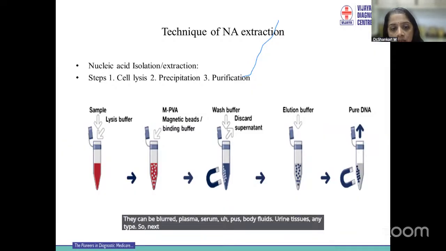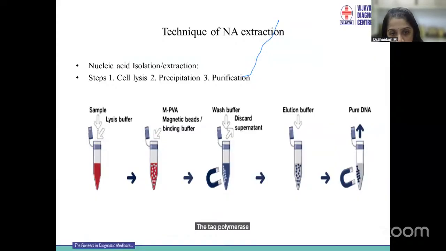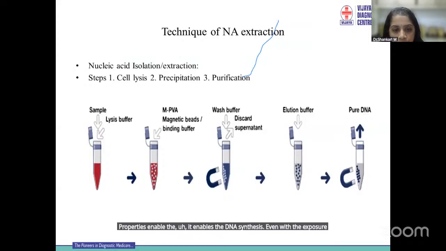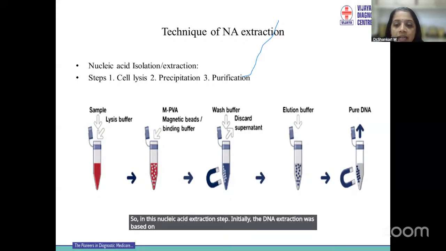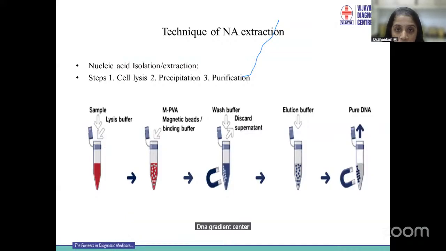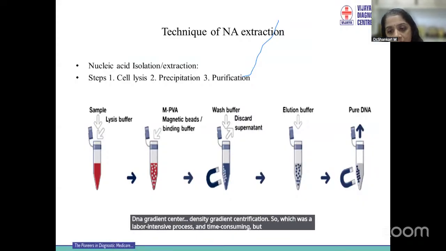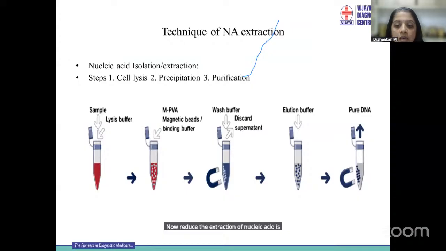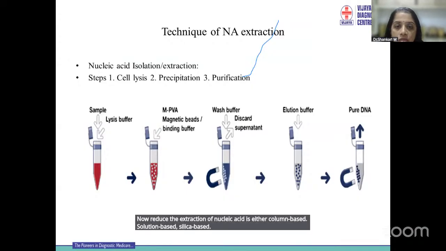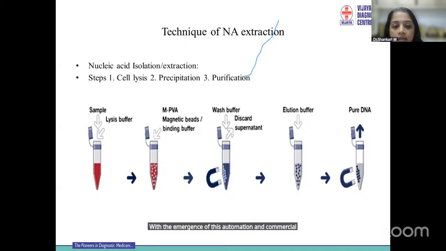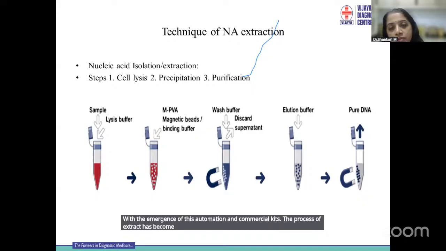Next, the Taq polymerase, which we have spoken about, is preferred because its heat-stable properties enable DNA synthesis even with the exposure of the primers. In this nucleic acid extraction step, initially the DNA extraction was based on density gradient centrifugation, which was a labor-intensive and time-consuming process, and it yielded a very low quantity of nucleic acid. Nowadays, the extraction of nucleic acid is either column based, solution based, or silica based.